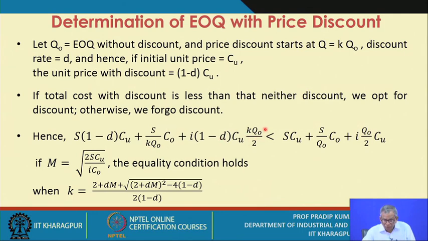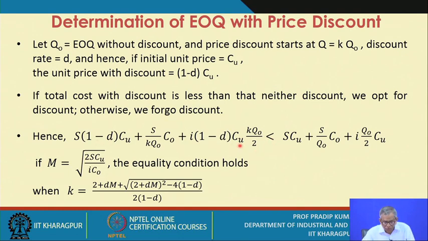And now what is the average inventory you hold? That is k into Q0 by 2. Why 2? Because we are assuming that the demand is uniform. So the average inventory, this is in physical units, and the corresponding price is (1 minus D) into CU, that is the discount price, and the inventory carrying cost will be I proportion of that. This is the average inventory which you hold.